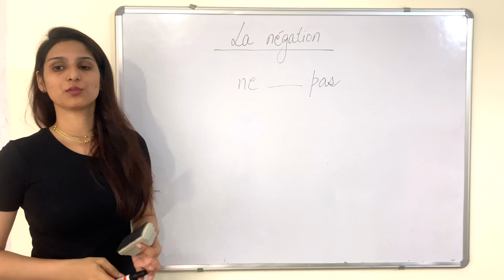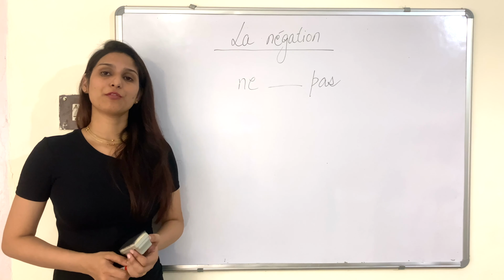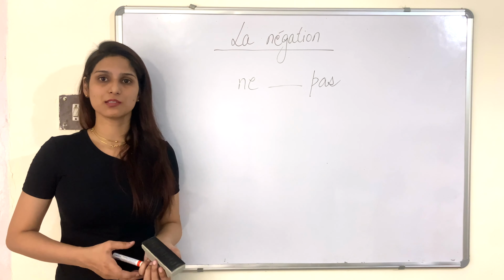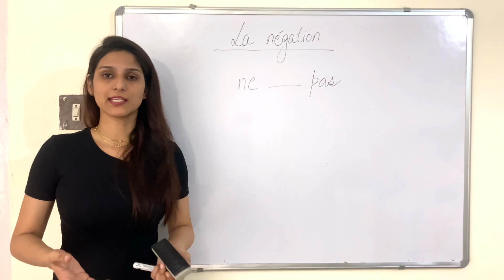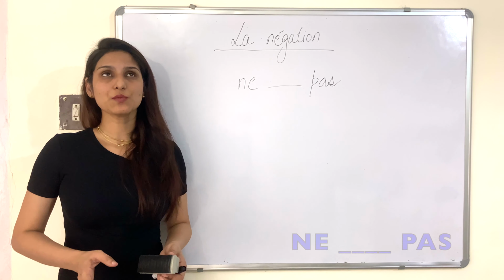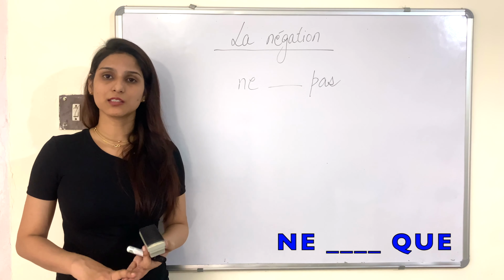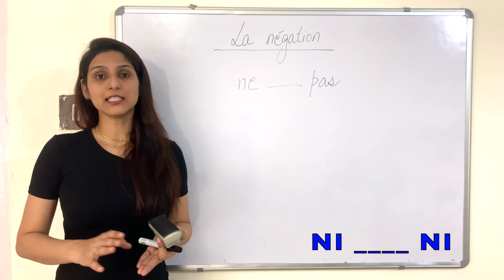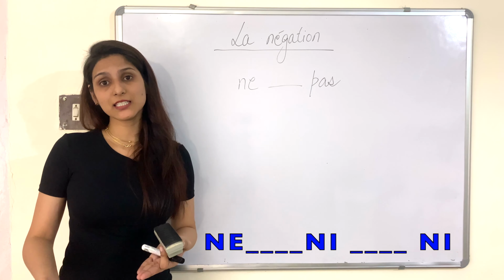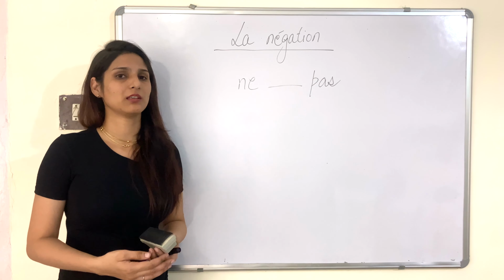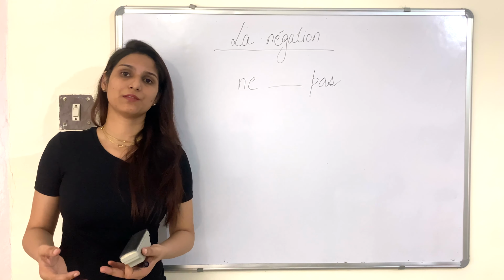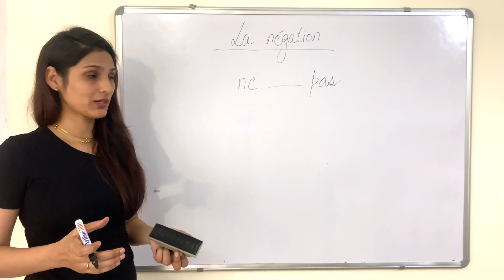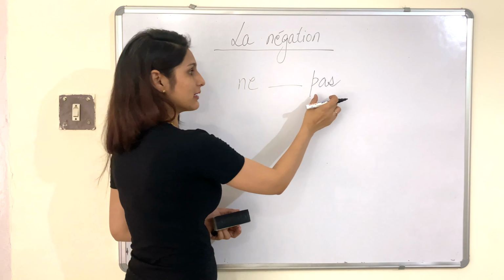La négation. There are many ways of making any sentence which is affirmative, which means positive also, into negative. So in French we've got ne pas, ne que, and even rien, and then ni, and even ne, ni. So there are many ways of making one sentence go negative. But we are going to practice in this video ne and pas.